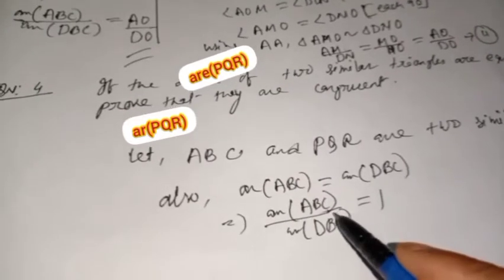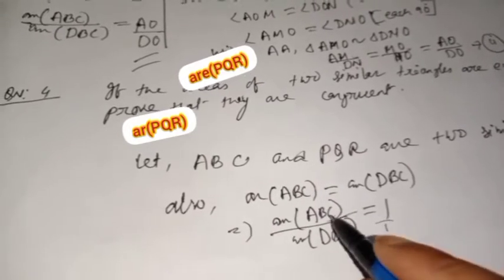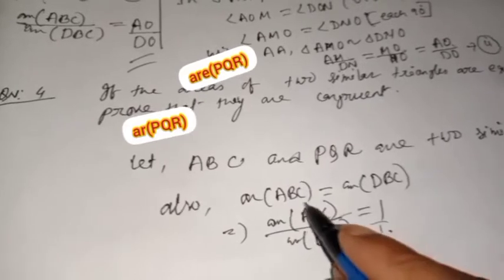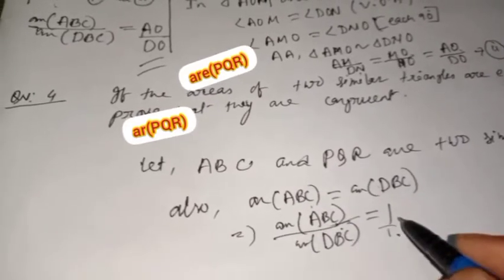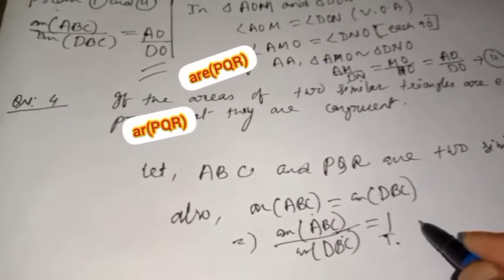Now the question is, does it balance or not? If you cross multiply, there is a 1. So area of ABC into 1, area of DBC into 1. So it is balanced. You can write that the ratio of area of ABC by area of DBC is equal to 1. This is number one.